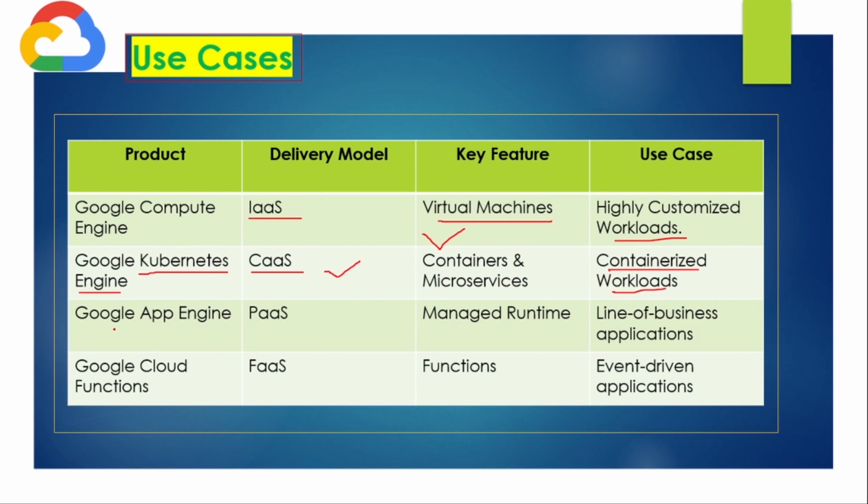The next is Google App Engine, and it's a platform as a service, and it's managed at runtime. And what kind of application can you deploy? If you have a Java war file, you can deploy that on App Engine. And the last is Cloud Functions, that is functions as a service. And the key feature is the functions, and event-driven applications can be deployed on it. The code snippets that are triggered based on an event can be deployed on Cloud Functions, right?